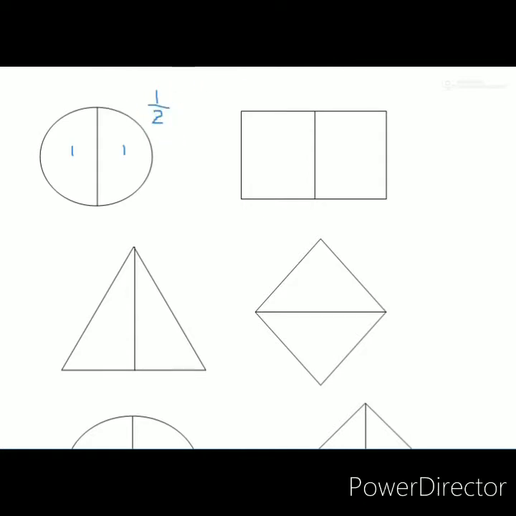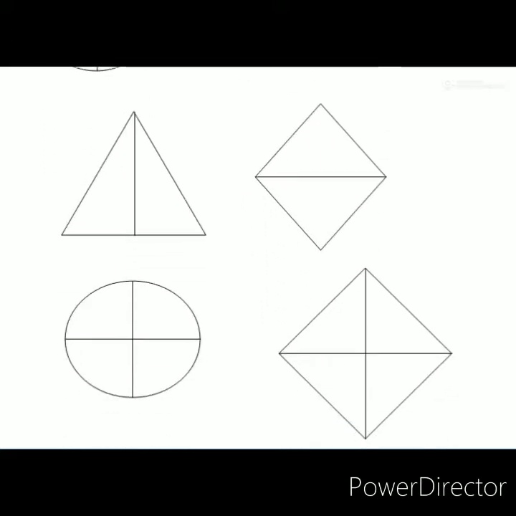Now we have to see what is quarter or what are quarters. Quarters also I will show through these pictures only. The first one, we have divided that circle into four equal parts. Each part we can say 1 by 4th part or quarter part. That means if any object is divided into four equal parts, each part we can say quarter part or 1 by 4th part.